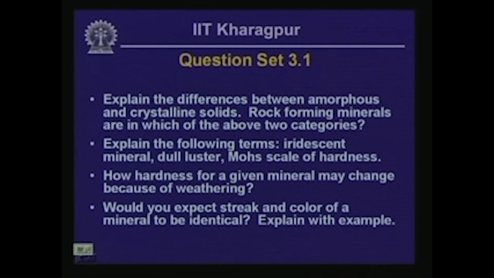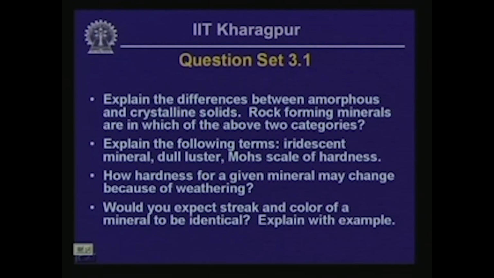Now, amorphous solids do not show any regular pattern of individual atoms that constitute the solid. On the other hand, crystalline solids have a regular and repetitive pattern of atomic structure, and this is the main difference. This is the essential difference between amorphous and crystalline solids. Now, rock forming minerals are in a sense crystalline solids.